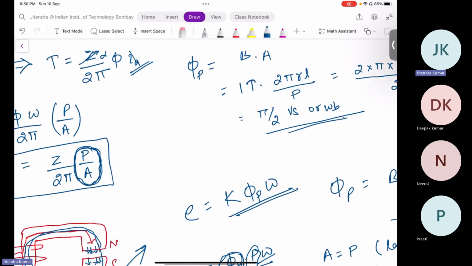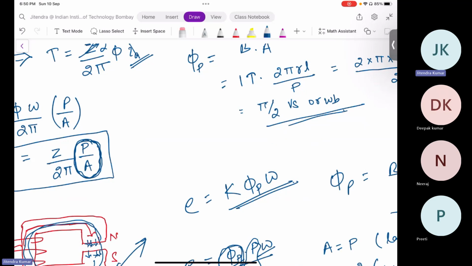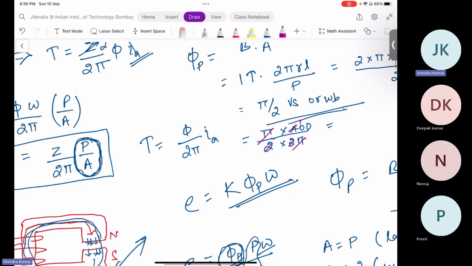Now coming back to torque, we have flux by 2 pi into Ia. So pi by 2, we have computed, into 2 pi, into Ia, which is 400 amps. So this 2 and 2 cancel, and this pi will also get cancelled out. So torque is 100 Newton meter, which will be generated, right?